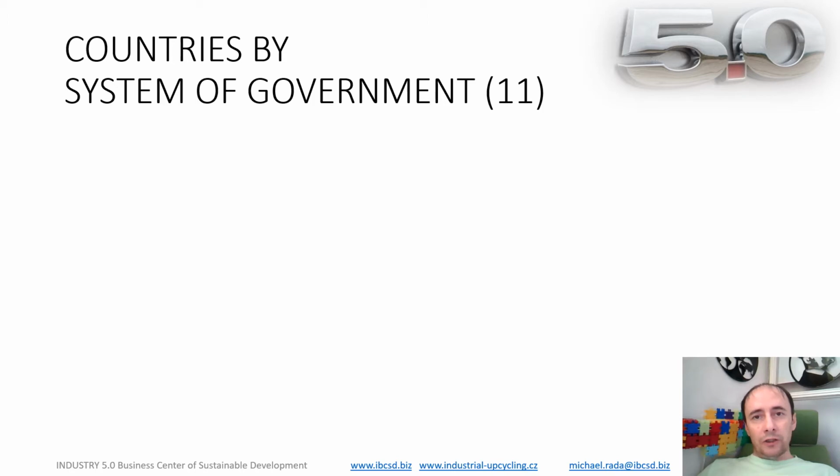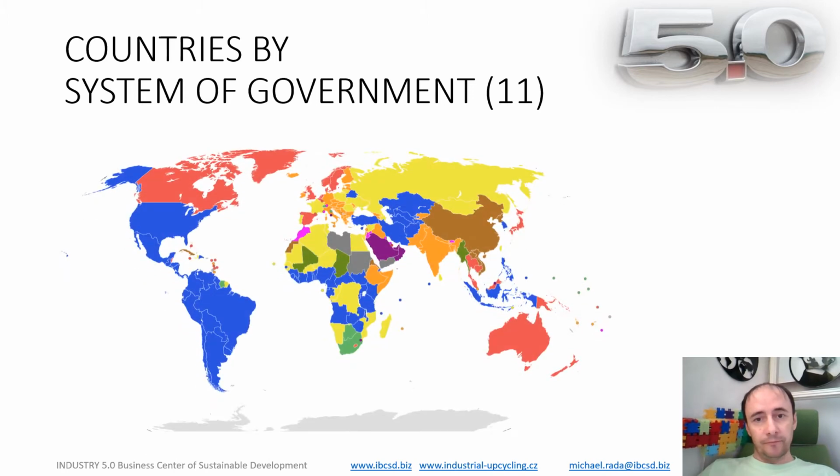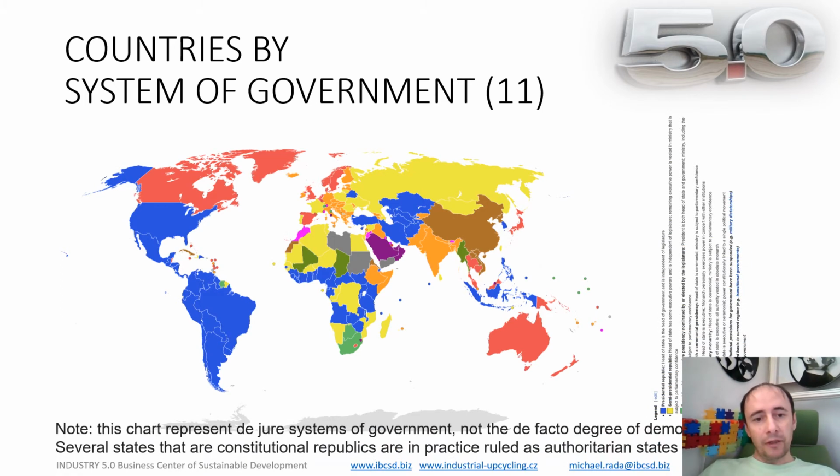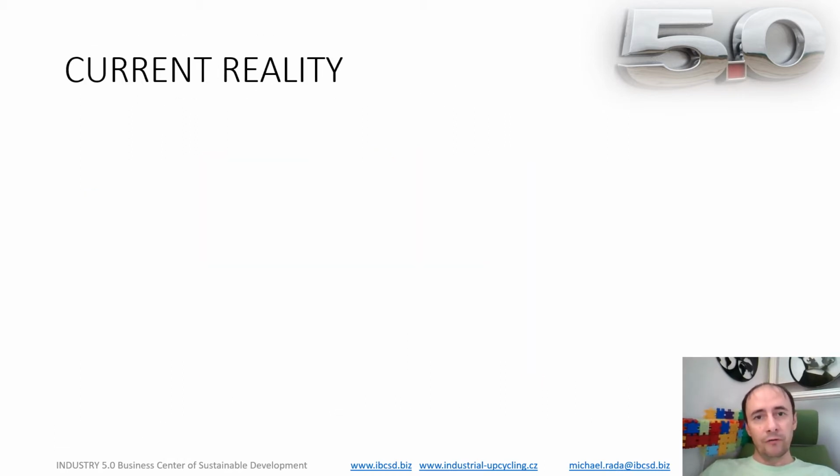We can look at the countries according to the system of governments, and there are 11 of them. And they divide into very different ones. But in fact, at the bottom of this chart, it is written that this chart represents the de jure system of governments, not the de facto degree of democracy. And unfortunately, these under-the-line comments are frequently the most important ones on the pages and charts which you can face.